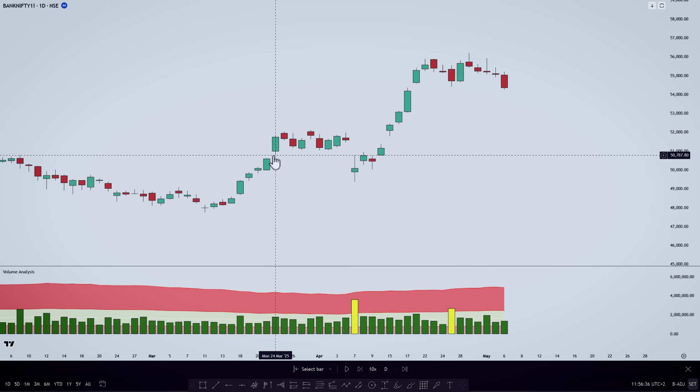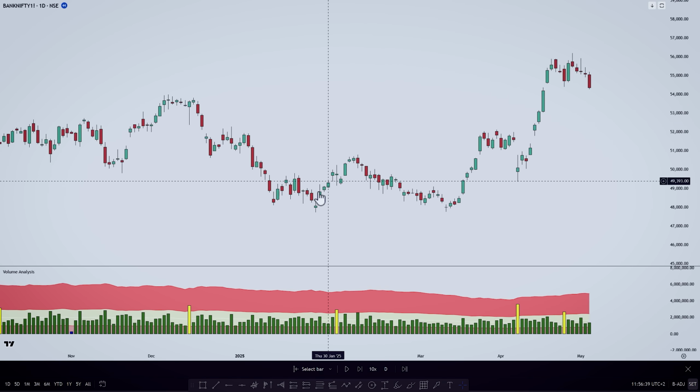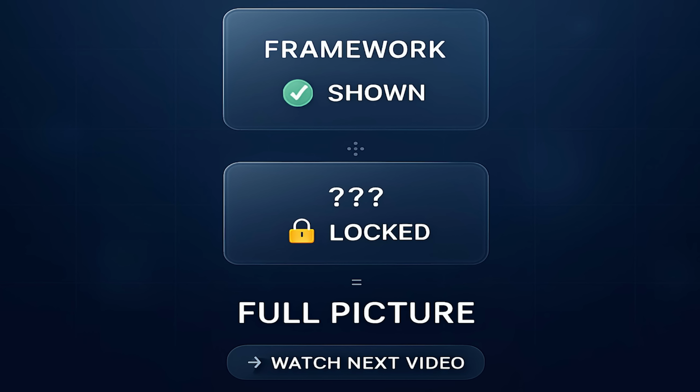Now, this analysis framework is only a part of the equation. To see the full picture and really make this work, you need to watch the next video.